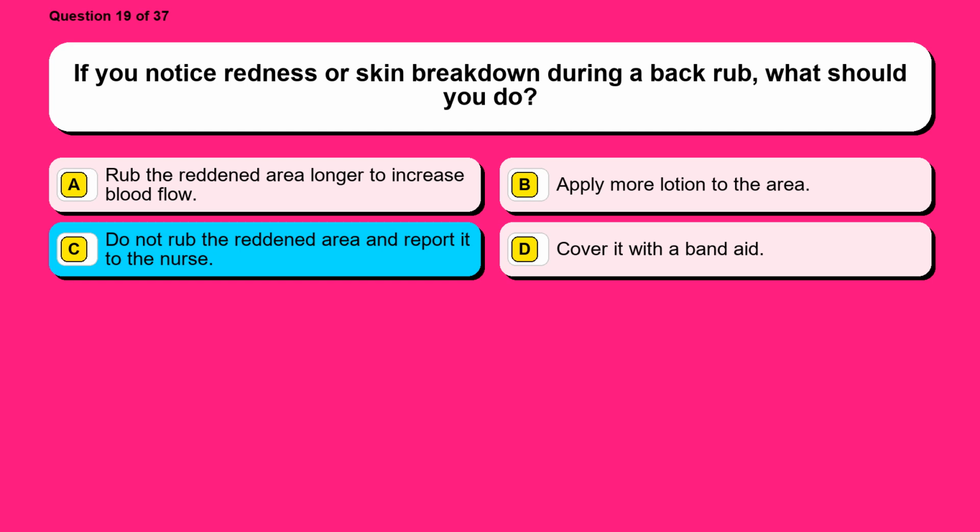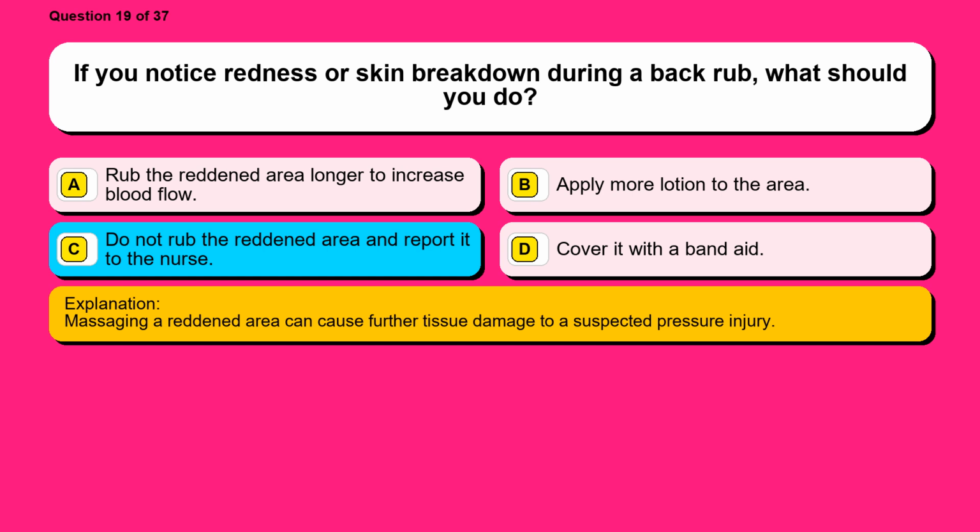The correct answer is option C, do not rub the reddened area and report it to the nurse. Massaging a reddened area can cause further tissue damage to a suspected pressure injury.